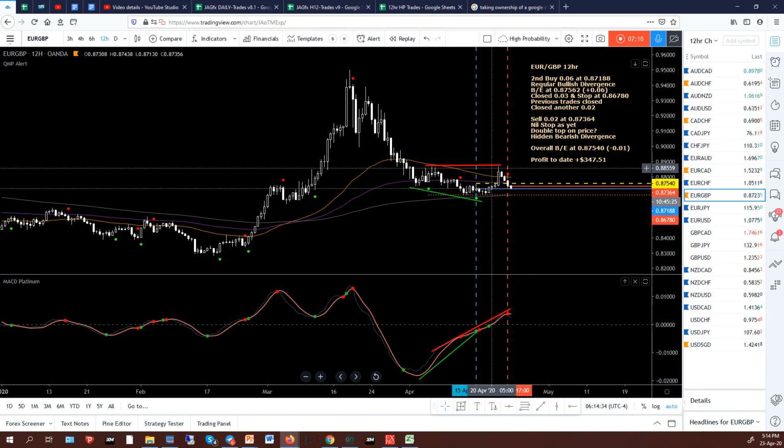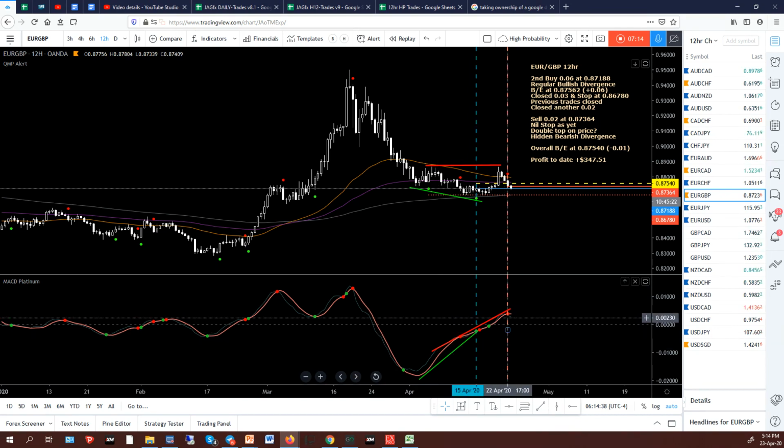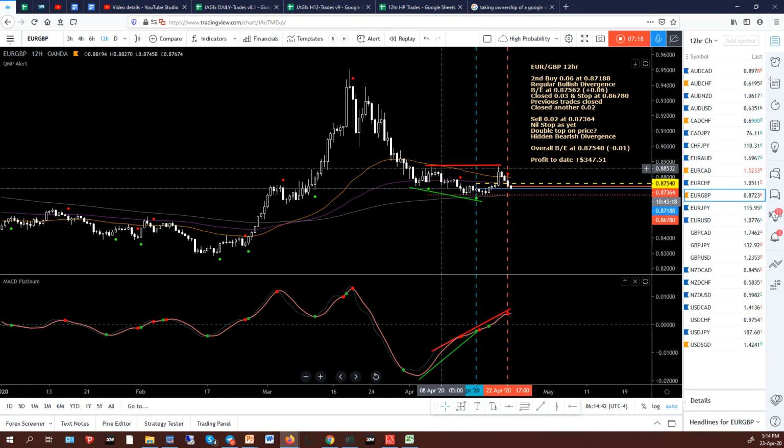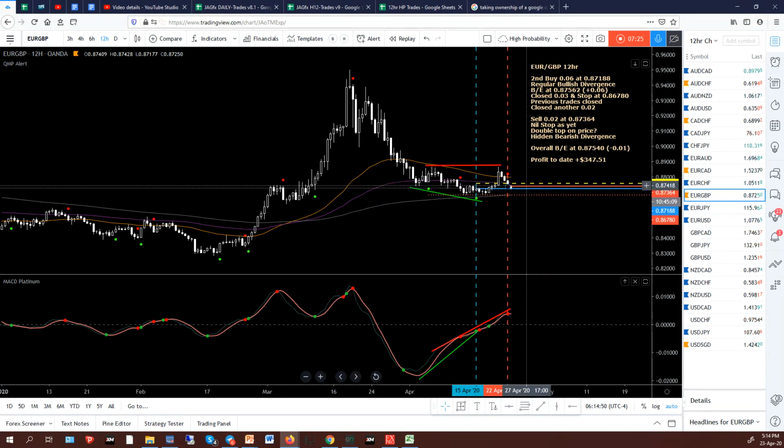We've got a little double top up here. We could call it a, because here's the equivalent trend line. You could call it a hidden bearish divergence, a double top, hidden bearish divergence, same. Taking a sell here. And so we're heading down nicely at the moment.